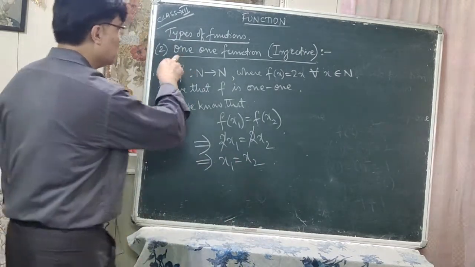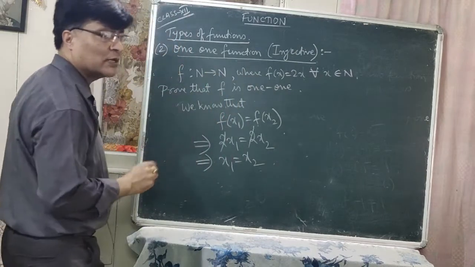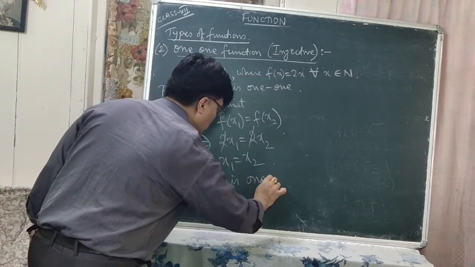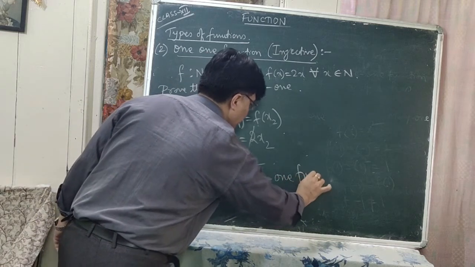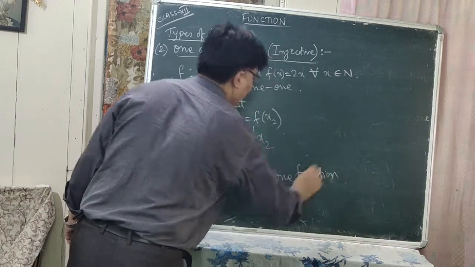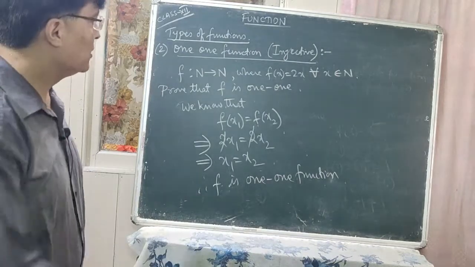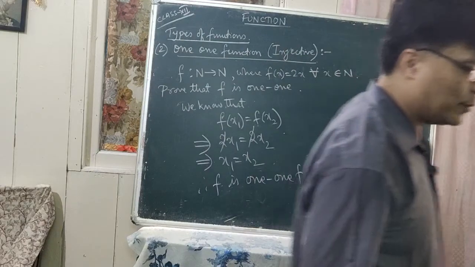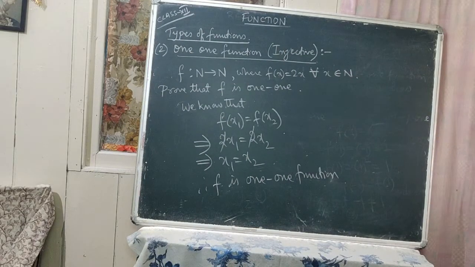That means this given function f is a one-one function. Therefore f is a one-one function. So I think you have understood it. You can copy it. Now we will do another type of function.